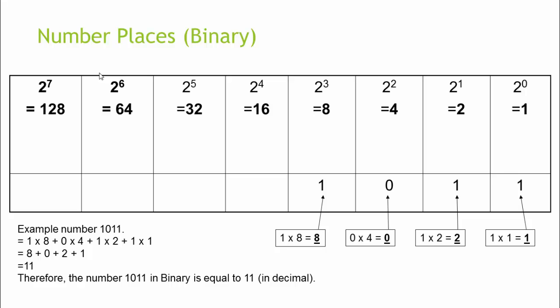If we have the number 1011, this represents 1 1, 1 2, 0 4s, and 1 8. And so in binary, the number 1011, if we convert this to decimal, we have to first convert each one of the digits to its decimal equivalent, then add them together. So we have an 8 plus 0 plus 2 plus 1. So the number 1011 in binary is equivalent to 11 in decimal.